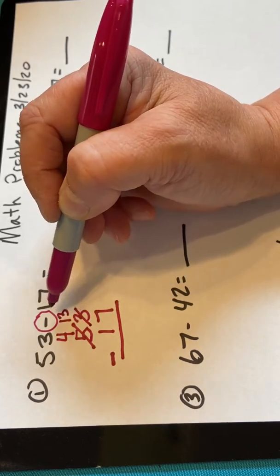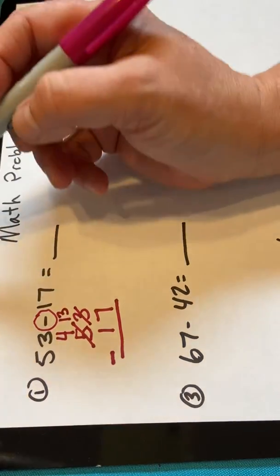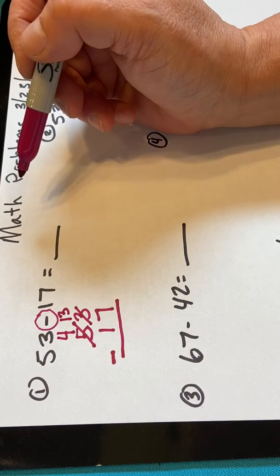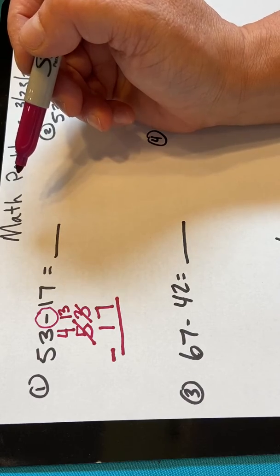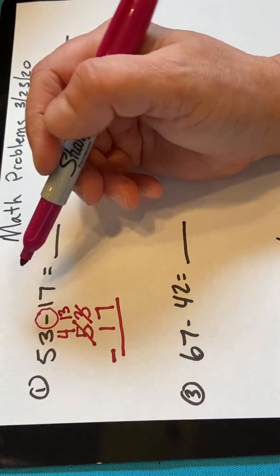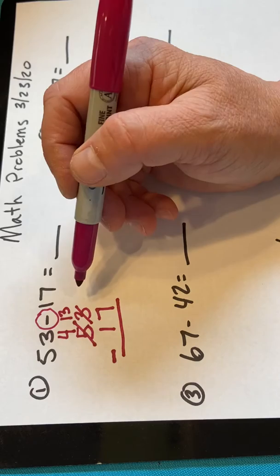Remember, 10 and 3, 13. I'd like you to practice that. 10 and 3, 13. 10 and 2, 12. 10 and 8, 18. 10 and 7, 17. I want you to really get that in your head. You have all this time to practice that.